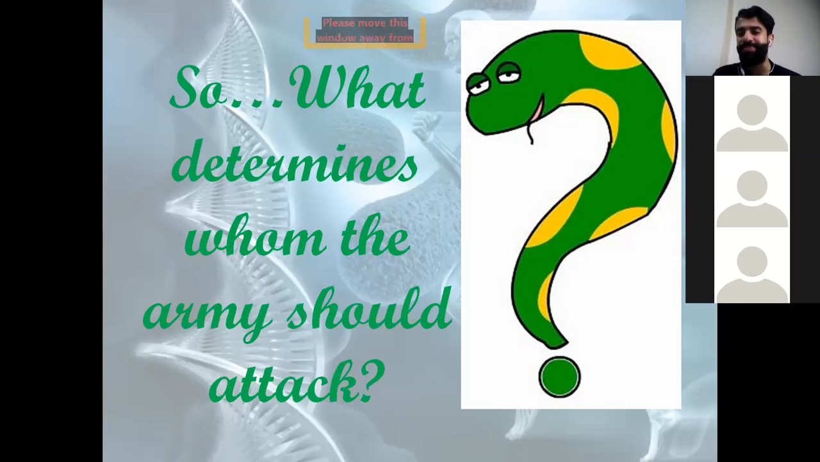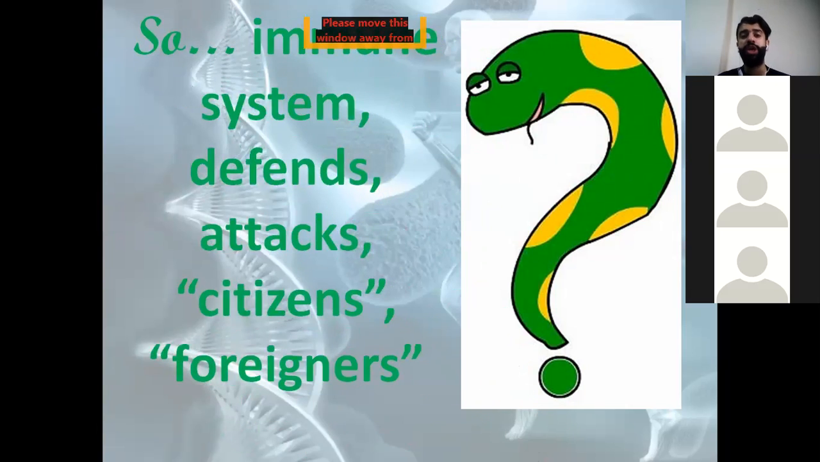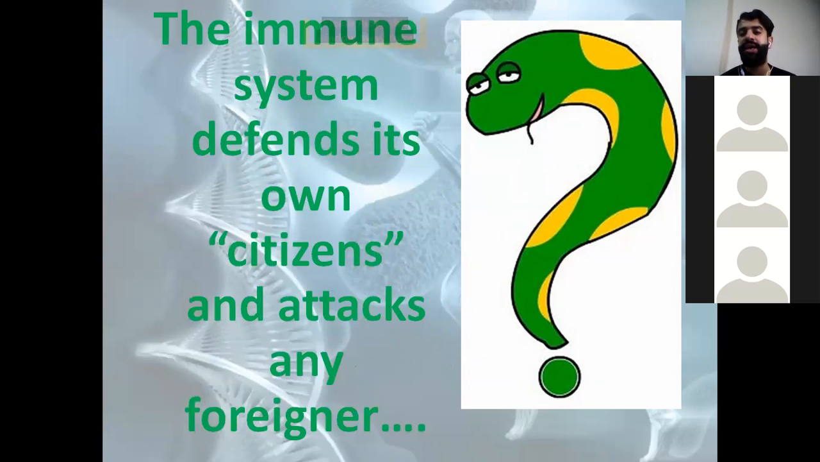So what tells it about these cells? For example, I have liver cells, skin cells, heart cells, muscle cells. Why doesn't my body attack them and kill them? What is the cause of this? Let's start step by step. In your opinion, will the immune system defend or attack the citizens or the foreigners? Of course, the immune system will defend the citizens. Citizens meaning my organs, my cells, my tissues; it will protect them, while it will attack any foreigner, any cell, tissue, or organ from outside my body.